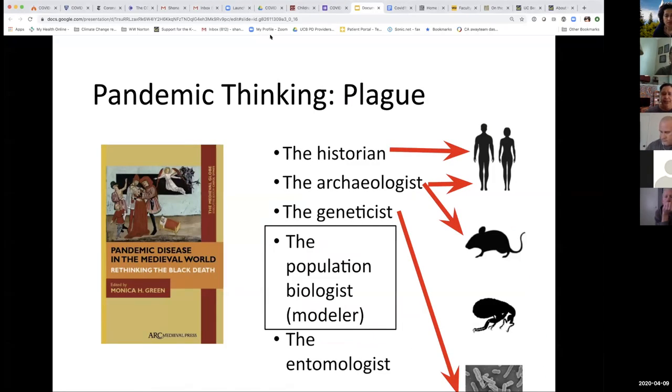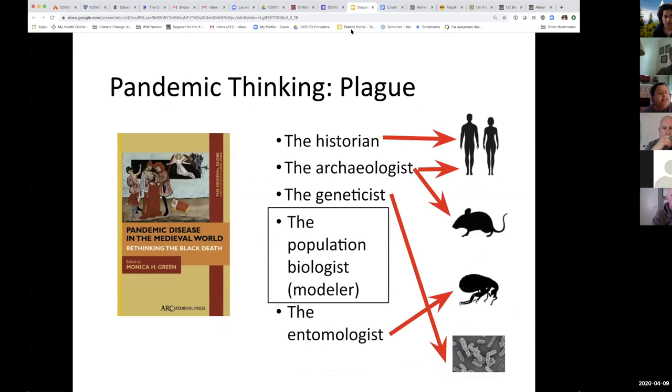And then both the geneticists and we historians need to communicate with the archaeologists, because the archaeologists are the ones who are working with the material record of human bones, human bodies, grave sites, and to a certain extent, still a limited extent, the rodents that might have been spreading this disease. For the entomologists, retrieving physical evidence for fleas, I'm not holding out hope that that's going to be possible. So that's where we get population biologists or modelers who will be doing that kind of work.